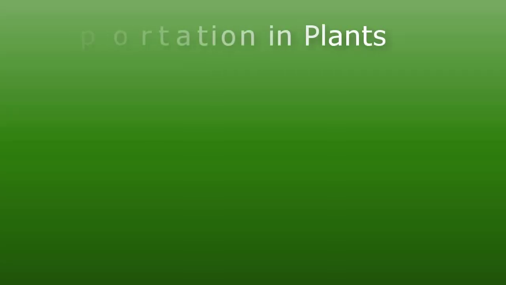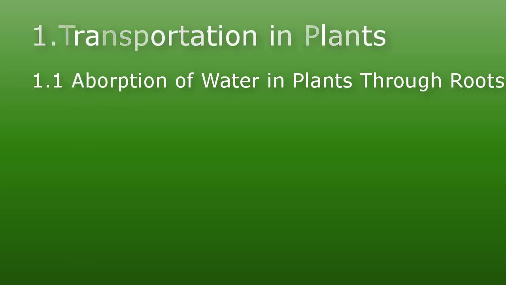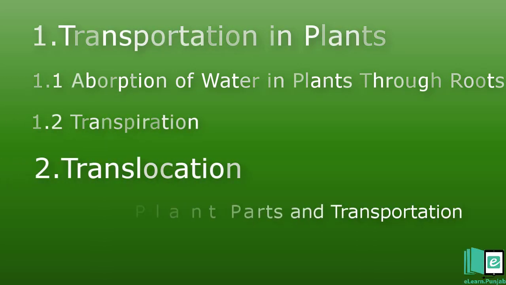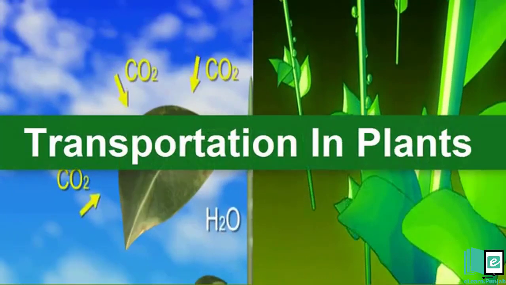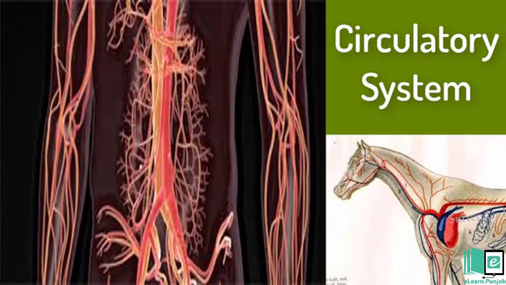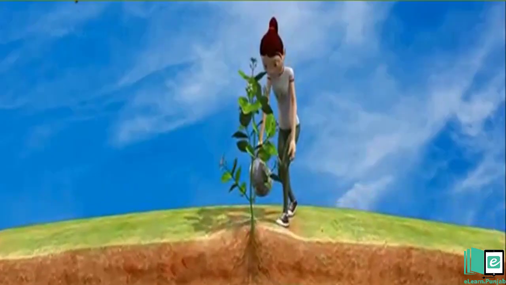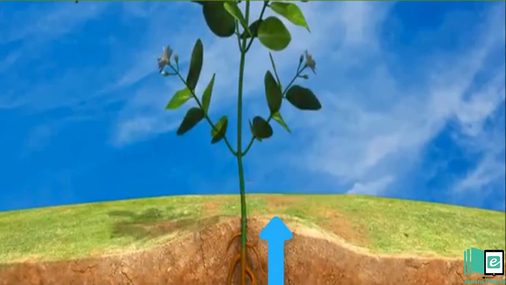We will learn about transportation in plants, absorption of water in plants through roots, transpiration, translocation, and structure of plant parts and transportation. Transportation in plants. Plants do not have a circulatory system like humans and animals, but they too need to move water and food from one part to the other.